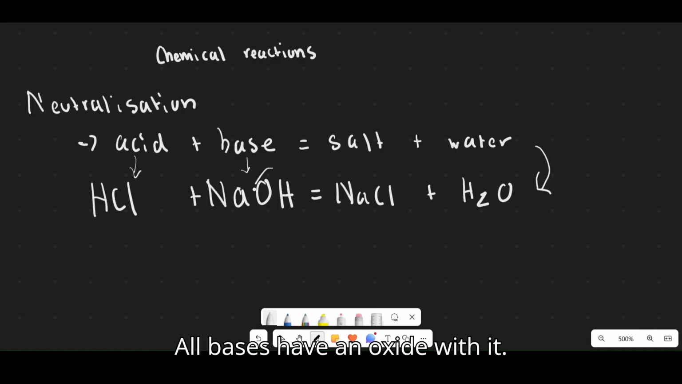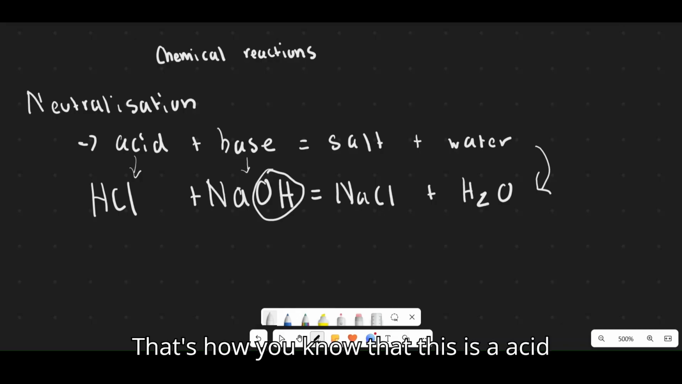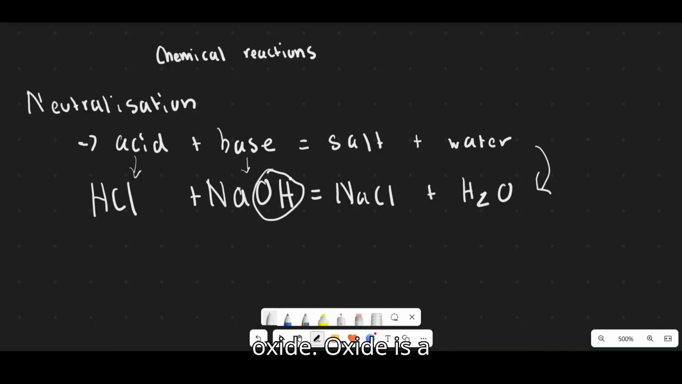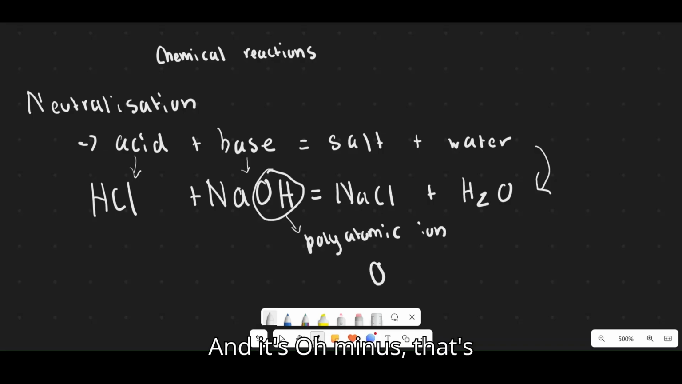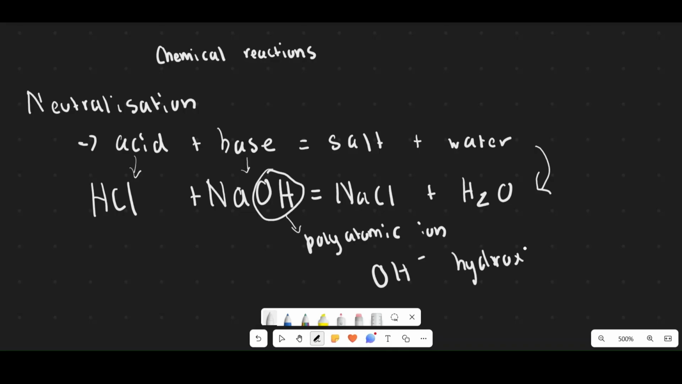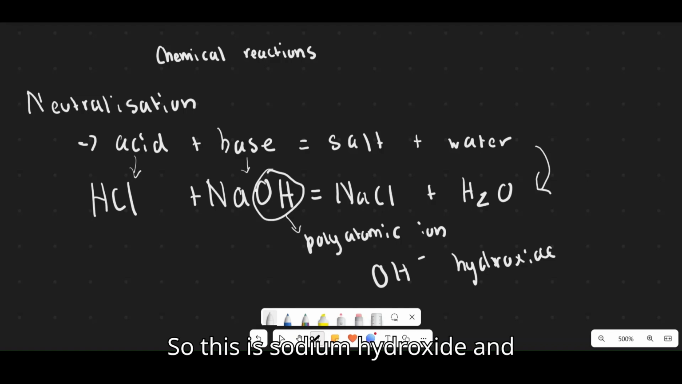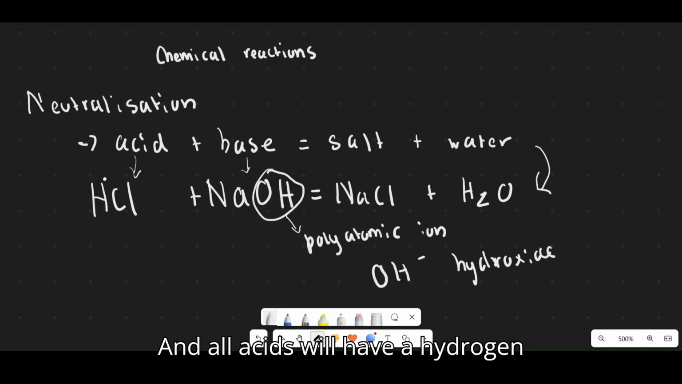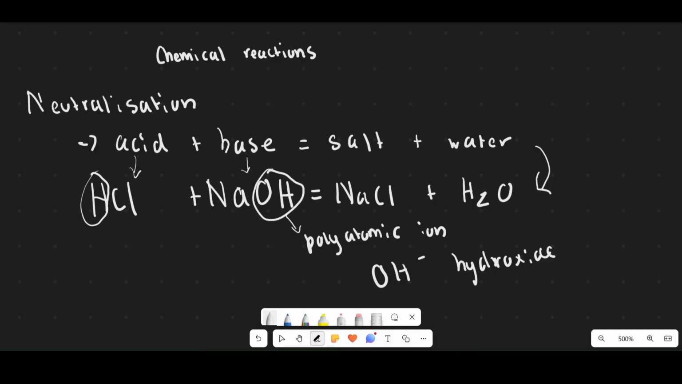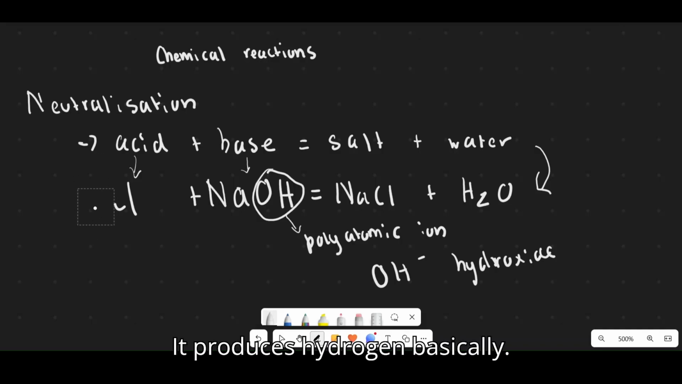All bases have an oxide with it. That's how you know that this is an acid-base reaction, because a base will have an oxide. Oxide is a polyatomic ion, and it's OH minus, that's hydroxide. So this is sodium hydroxide, and this one is hydrochloric acid. And all acids will have a hydrogen with it. It produces hydrogen basically.